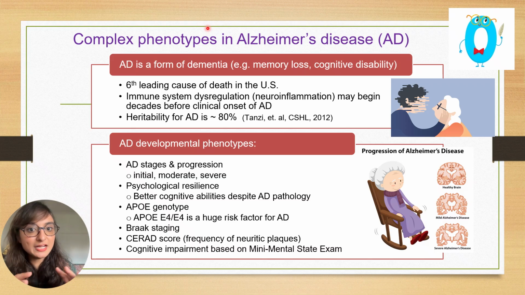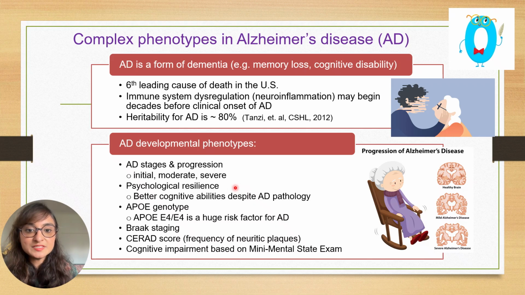The heritability of Alzheimer's disease is rather high, around 80%, and there are various phenotypes out there that measure the extent and severity of Alzheimer's disease. So we can typically look at Alzheimer's disease progression from initial to moderate to severe stages.